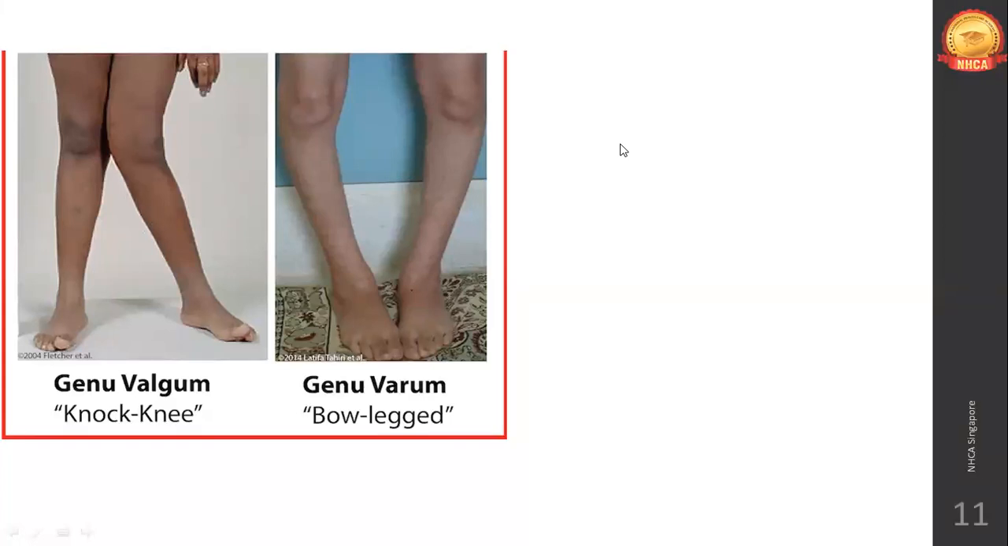So, valgum and varum: genu valgum, genu varum, knock knee and bow leg. This happens because of fluorosis, too much fluorine in the water. When it is knock knee, it is called valgum. Those who have done physiotherapy would know there are certain physiotherapy exercises also. If it is serious, surgery may be required for the child. And varum is bow-legged: the knees will not touch, the ankles will touch. In knock knees, the knees will touch, the ankles will not touch. That is genu valgum and genu varum.